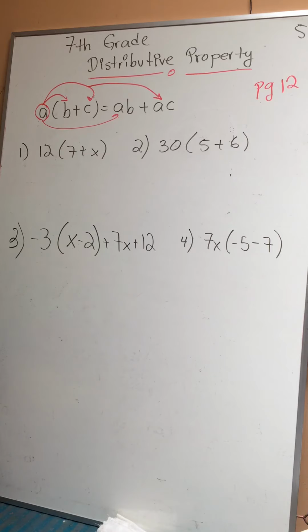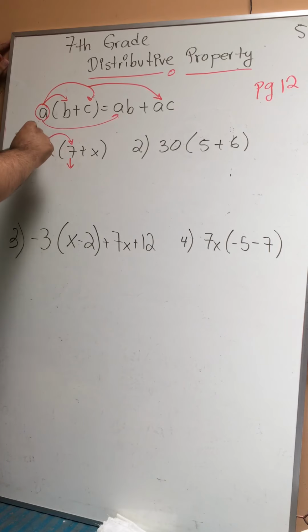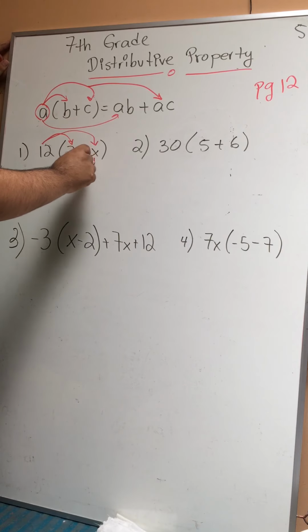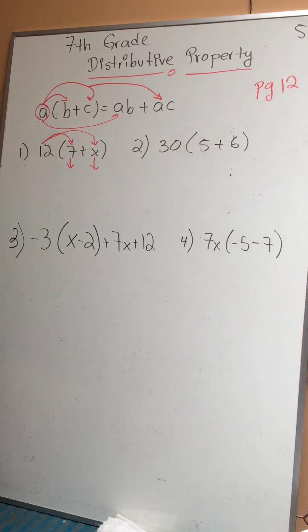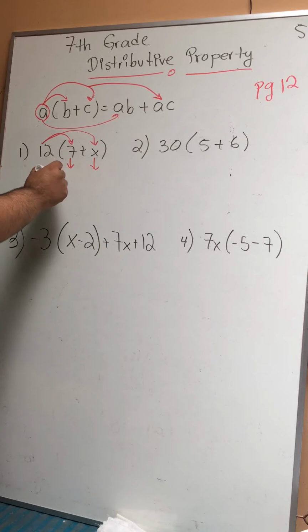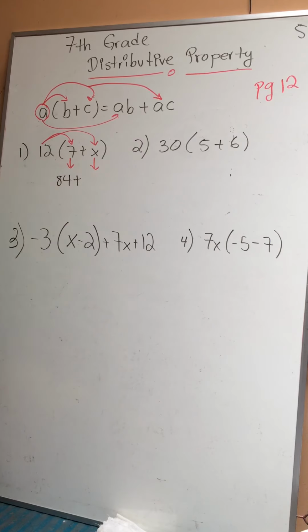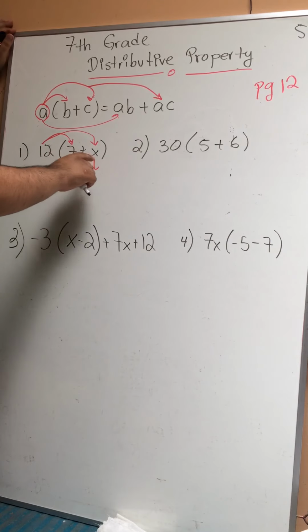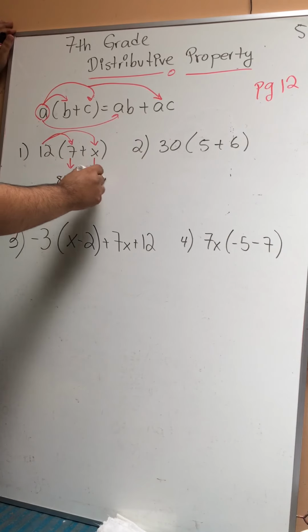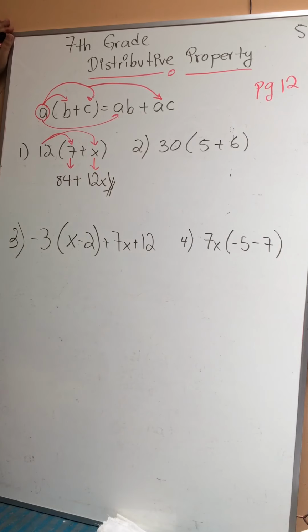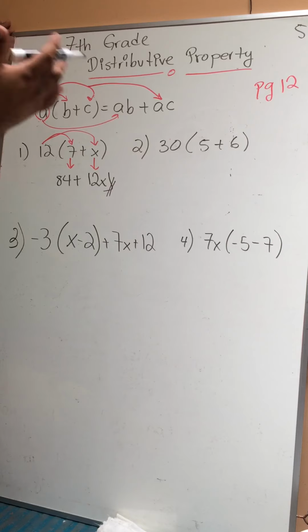We're going to apply the distributive property with these exercises. So we have this number times this number, and the answer goes here. And we have this number times this number, and the answer goes here. If we have 12 times 7, that's 84. Plus, positive times positive is positive. Then we have 12 times x, 12x. And we have the answer. Let's do the next one.